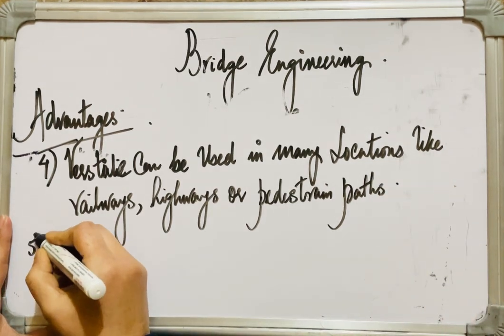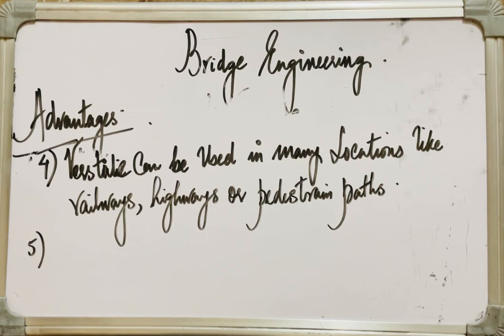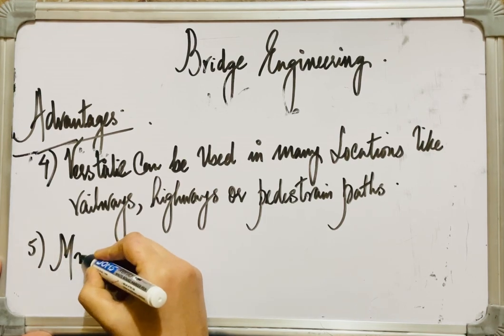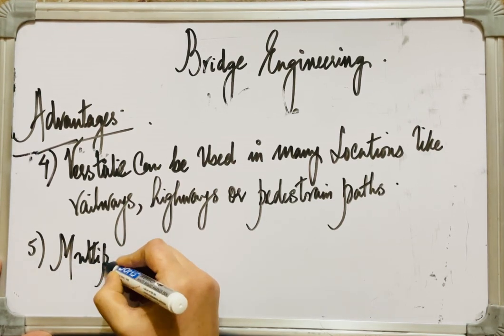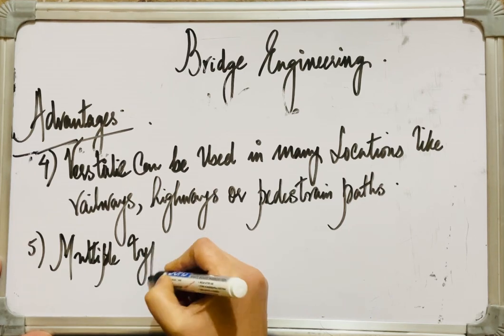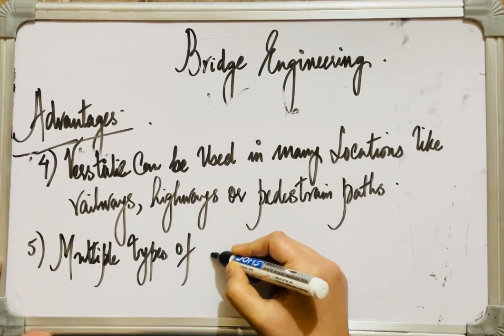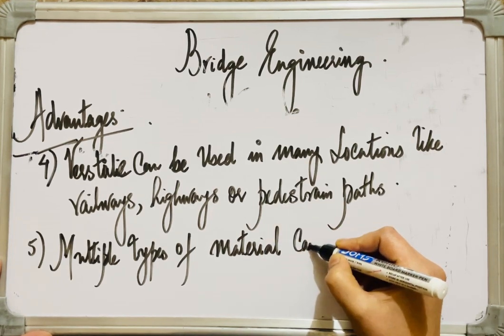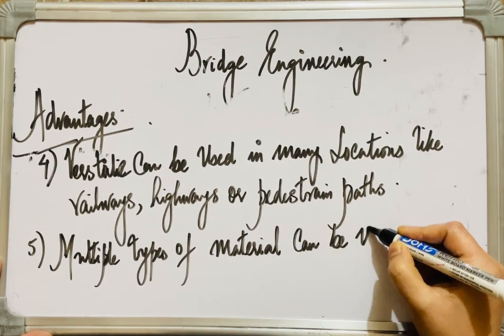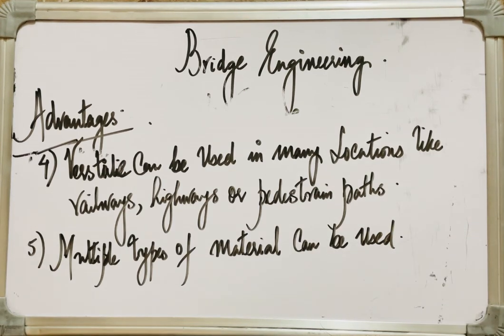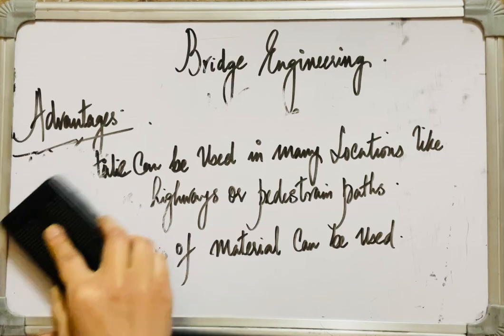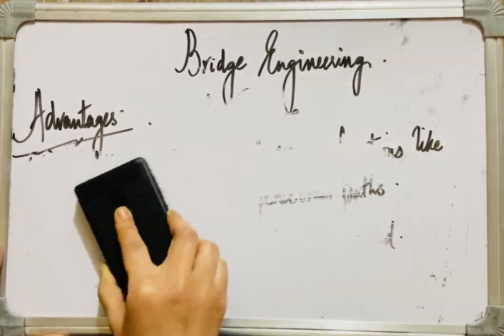The fifth one is that multiple types of materials can be used. That was already discussed, that they can be made out of wood, concrete, or even steel. Multiple types of material can be used. So this was about the beam bridge and their advantages. Now let's study disadvantages.